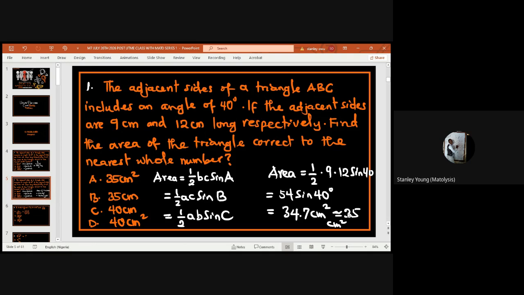Now you'll see the way the question randomizes the options. We have 35 appearing twice. One has centimeter square and the other has centimeter. So do not fall for the trap. The answer is 35 centimeters square. Next question.